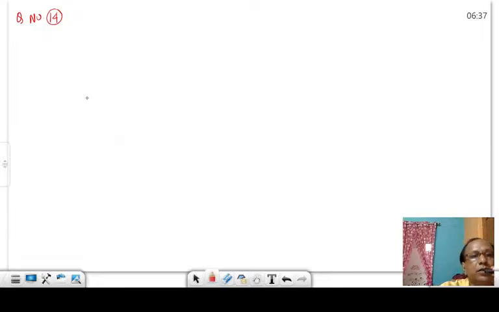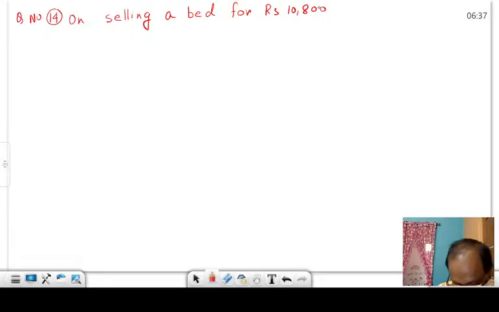On selling a bed for rupees 10,800, a carpenter loses 10%.